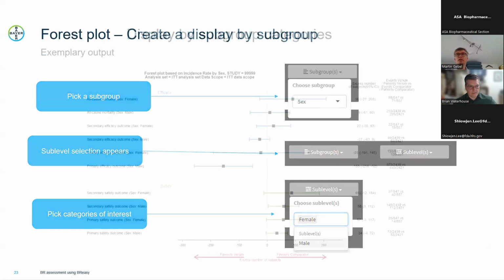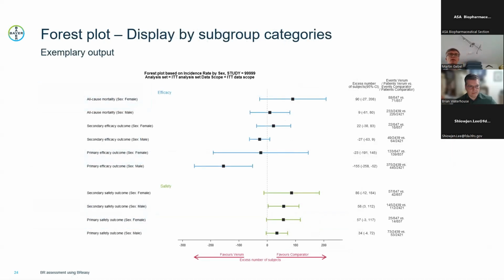So if you, for example, now pick here sex and want to compare in the plot the males and the females, the plot looks like this. So you see for both outcomes, for all outcomes, the results for the two subgroup categories, and this follows then consistently for all the selected outcomes so that you directly can compare those.